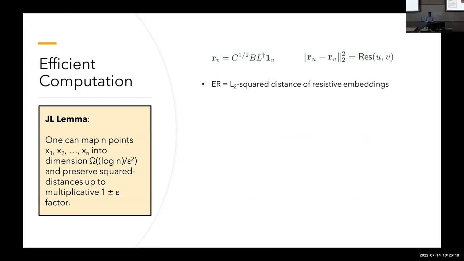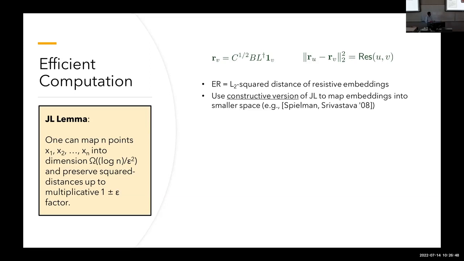the Johnson-Lindenstrauss lemma, which basically tells us that if I have n points in Euclidean space, I can pretty much map them down to about a logarithmic number of dimensions and preserve the squared distances between points. Now, since I want to preserve effective resistances, and those are given by L2 squared distances, the idea is to use the JL lemma to map these vectors down to a smaller dimension.